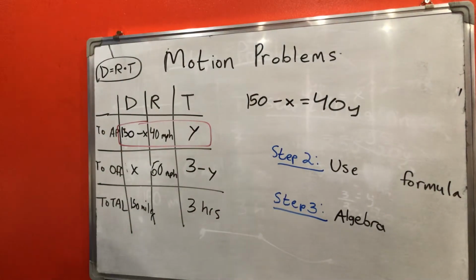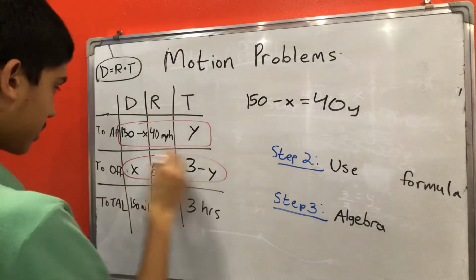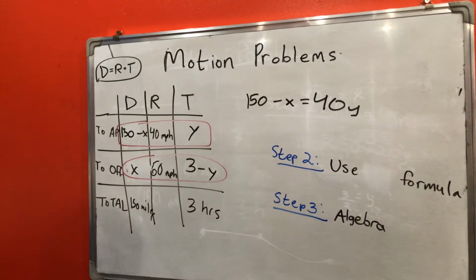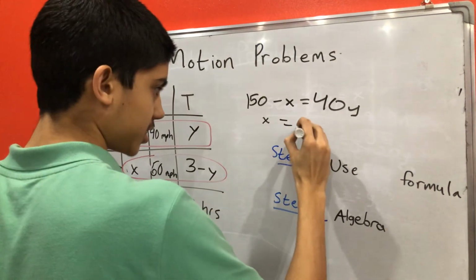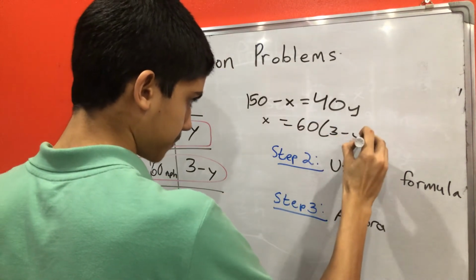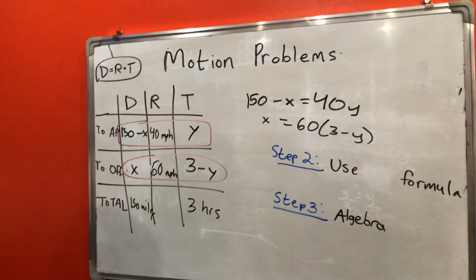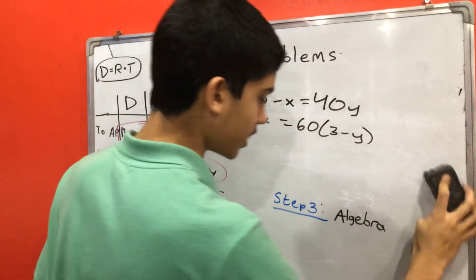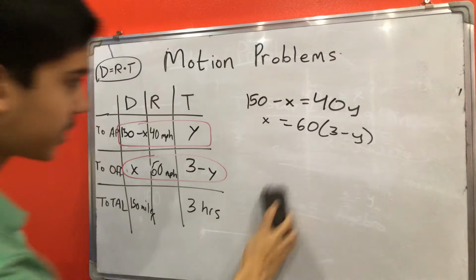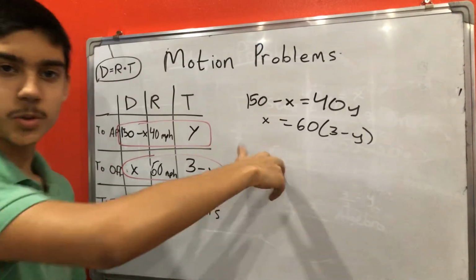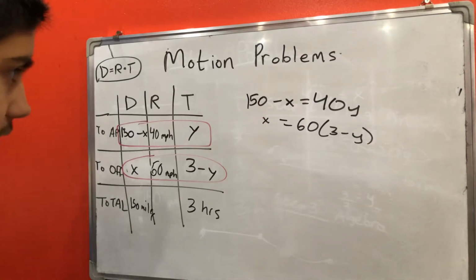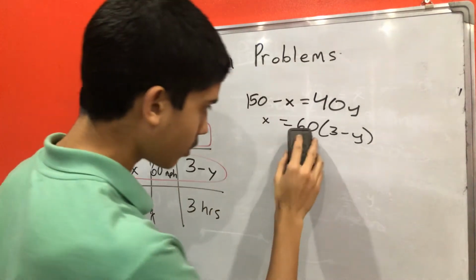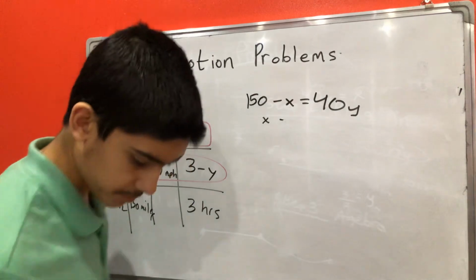And if we also look at this column, we will see that x is going to be equal to 60 times 3 minus y. Alright, step number 2 is done. We just used the formula. And from here it's just algebra. Let's see what I mean. We have 2 variables and 2 equations, so we can basically solve this. When we distribute this, we will get 180 minus 60y.